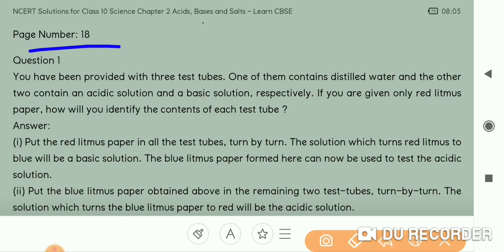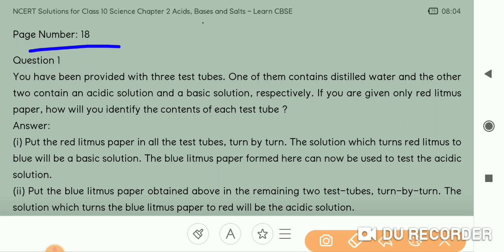See, the question is: you have been provided with 3 test tubes. One of them has distilled water, and the other 2 contain an acidic solution and a basic solution respectively, but we don't know which solution is kept in which test tube. If you are given a red litmus paper, how will you identify the content of each test tube?